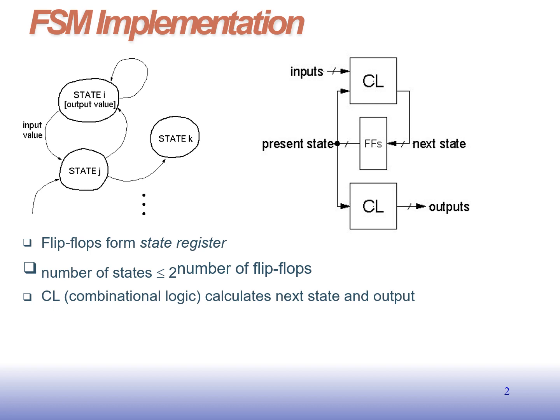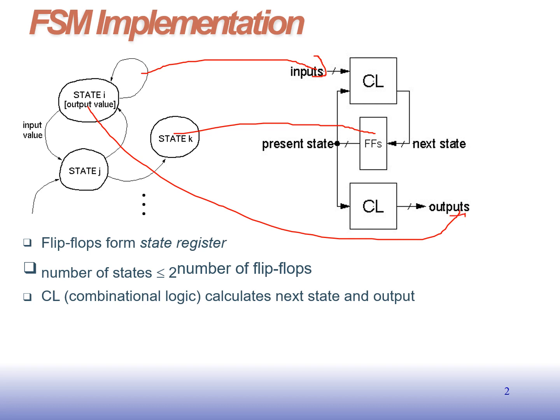The state can be represented in terms of flip-flops. The flip-flops have a present state and a next state. The inputs and the outputs are also there. The input and output can be obtained through the combinational logic circuits and the flip-flops. This is the simple definition of how the state diagram can be transferred into a circuit diagram.